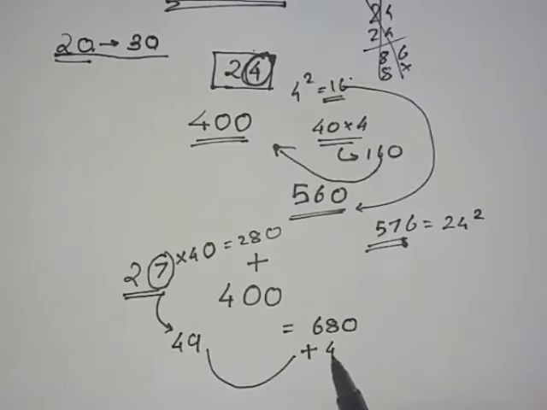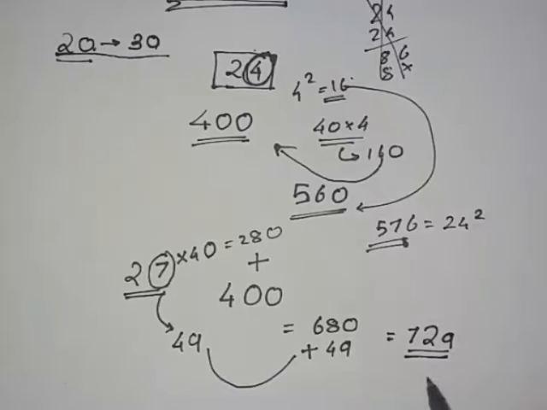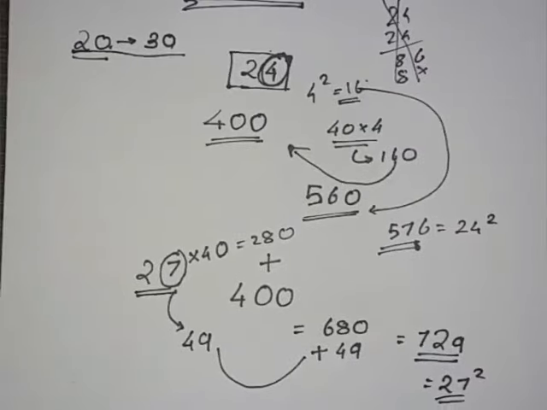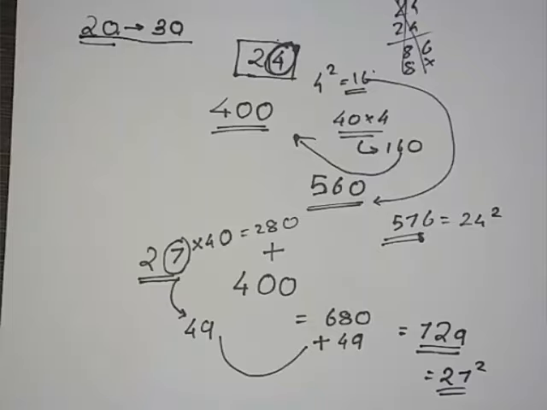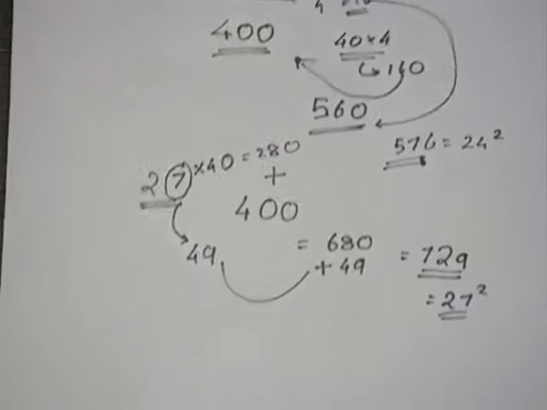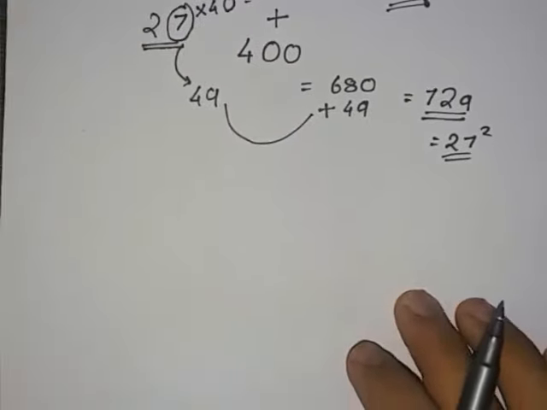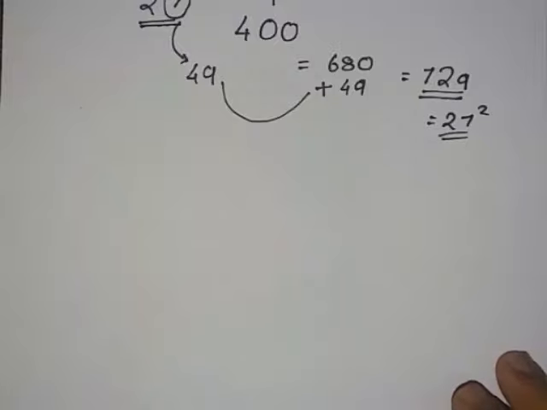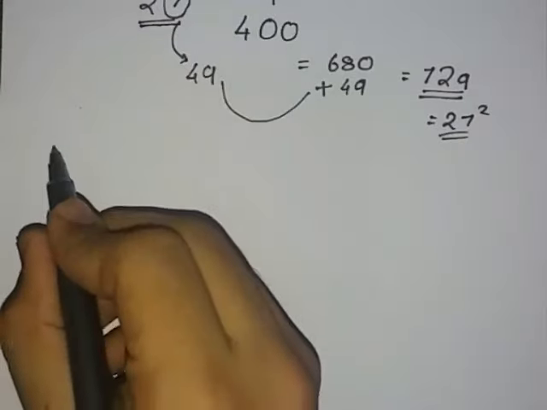49 plus 680: 690, 700, 710, 720, 730, minus 1, equals 729. What is 729? It is 27 square. That's how we get the squares between 20 to 30. Now we have completed the course for 20 to 30. Let's get on to 30 to 40.